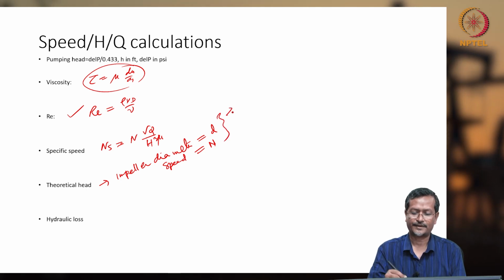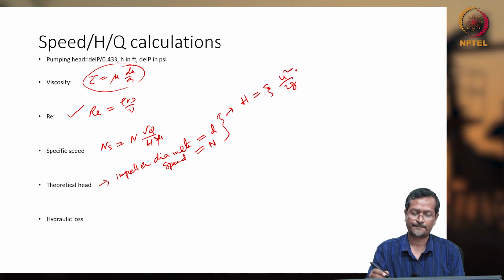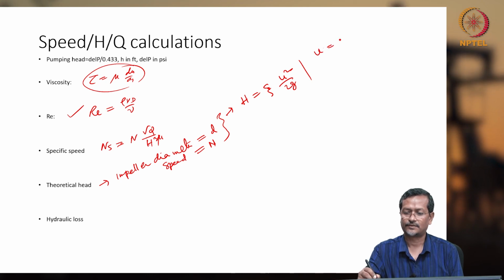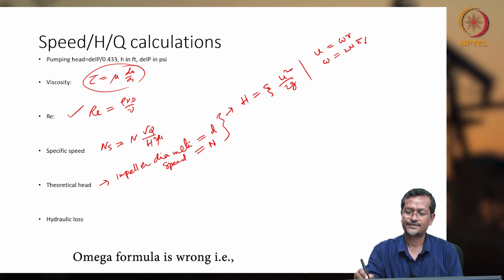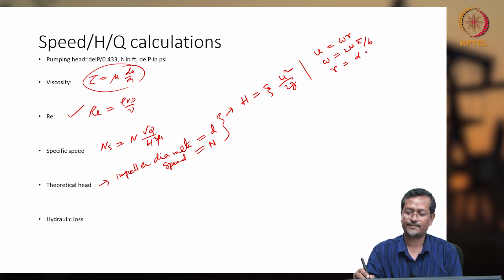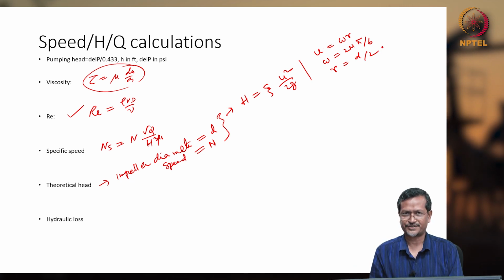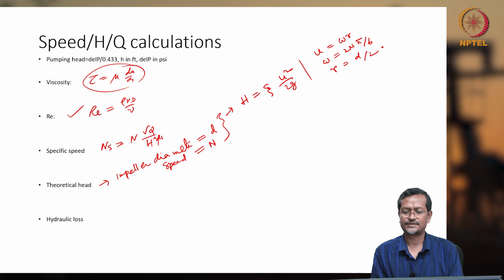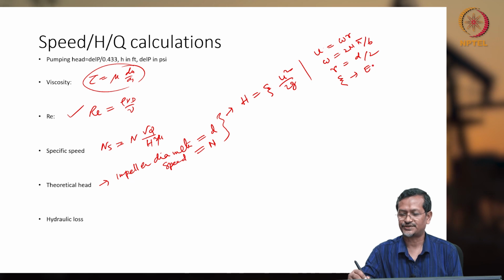So the theoretical head formula is normally like head equals zeta u square by 2g. What is u? u equals omega into r. What is omega? 2 pi N by 60. r equals d by 2. We are assuming that the impeller eye diameter is sufficiently small and the impeller outer diameter is larger. So this is the approximation formula, and zeta is the efficiency or coefficient.